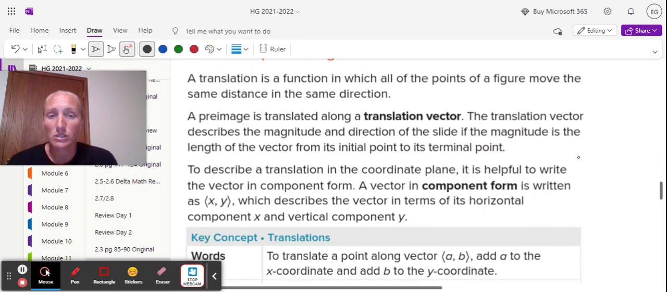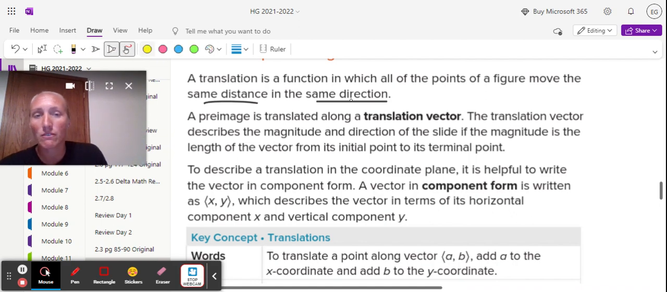Okay, so translations. A translation is a function in which all of the points of a figure move the same distance and in the same direction. Okay, a preimage is translated along a translation vector. So here's a new word for you, a vector.